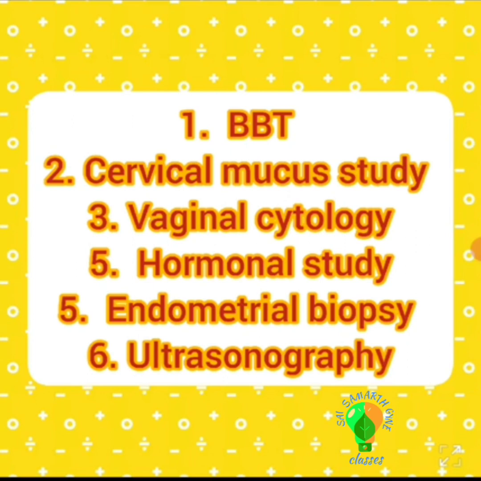And third is vaginal cytology. There are 3 types of cells in the vagina: parabasal cells, second intermediate, and third superficial cells. Under the influence of estrogen there is a predominance of superficial cells, and when ovulation occurs and progesterone also comes into effect, then the cytology shifts towards the left. It comes to the mid zone. So intermediate cells will be more in number.